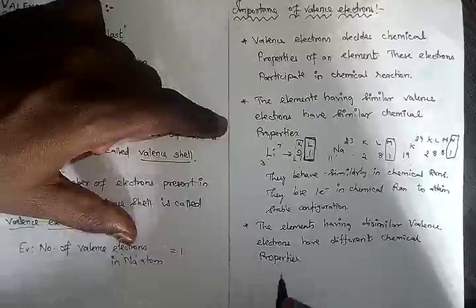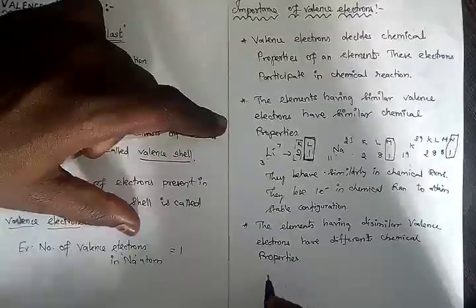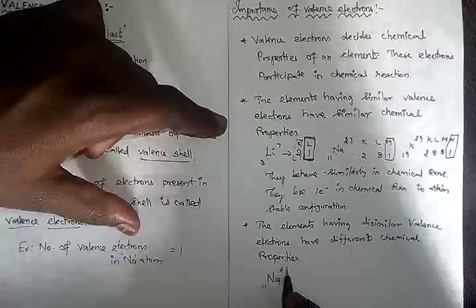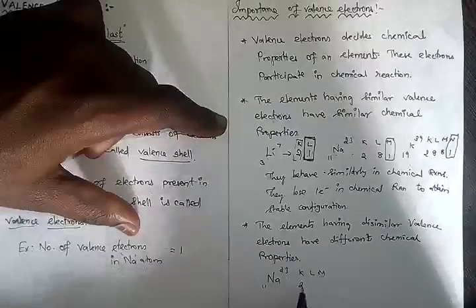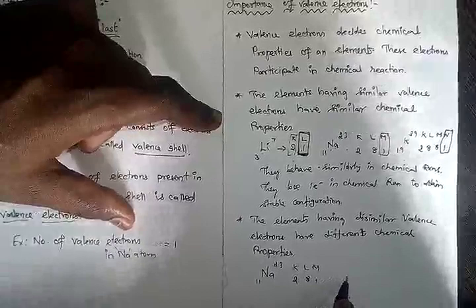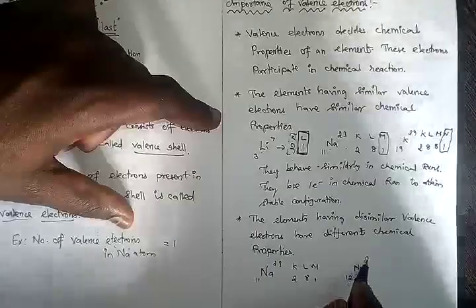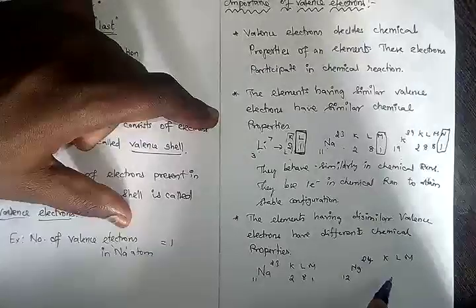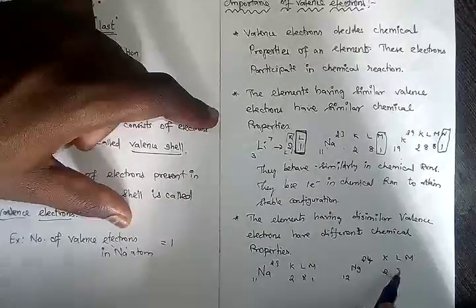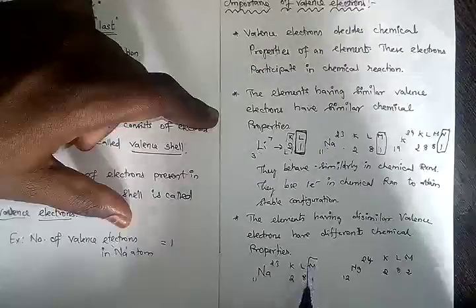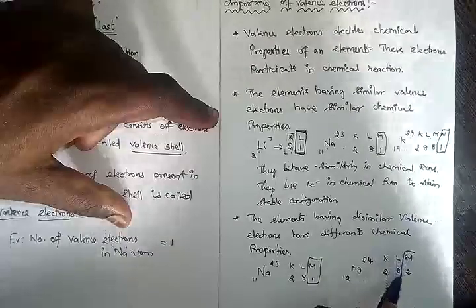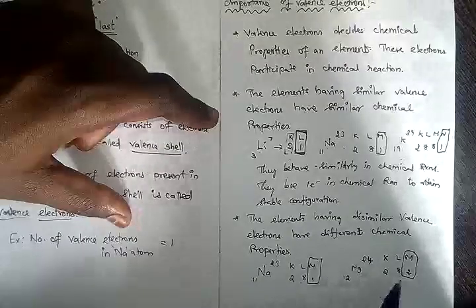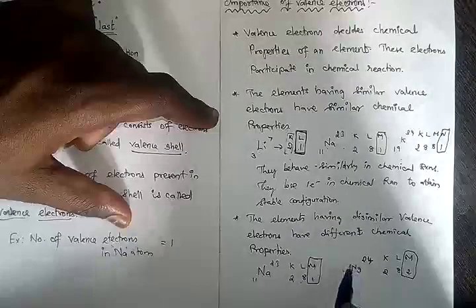Let us go for the example, my dear children. Let us go for the case of sodium, that is KLM 2, 8, 1. The 12th one, magnesium, mass number 24, it is KLM, right? So 2, 8, 2. So here the last shell is 1, here the last shell contains 2. So their valence electron is different, so they behave differently in chemical reactions.